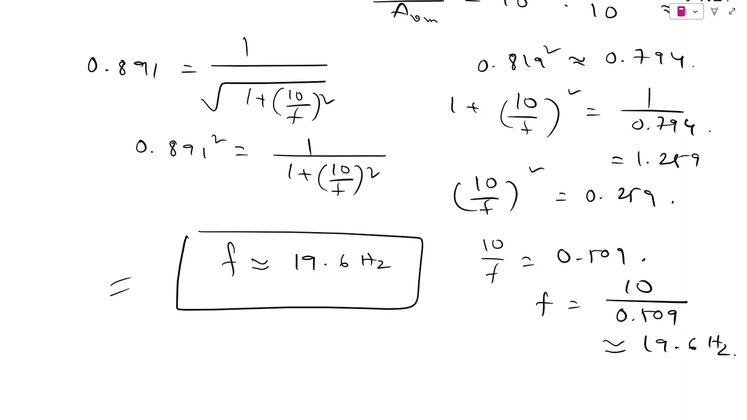Now, many students directly use A equal to 1 by root 2. This corresponds to minus 3 dB, not minus 1 dB. So always convert the given dB value into the correct voltage ratio using the formula.